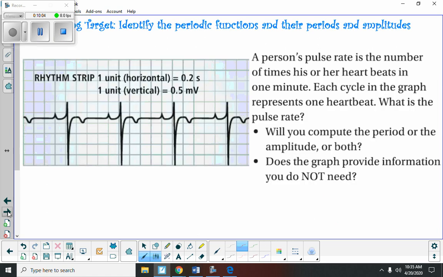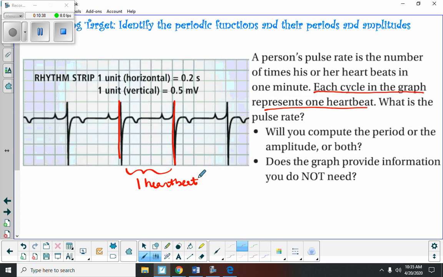Okay, next one. A person's pulse rate is the number of times his or her heartbeats in a minute. So your pulse is the number of heartbeats in a minute. Each cycle in the graph represents one heartbeat. What is the pulse rate? So each cycle represents one heartbeat. So from here to here is a cycle. And so that is one heartbeat.